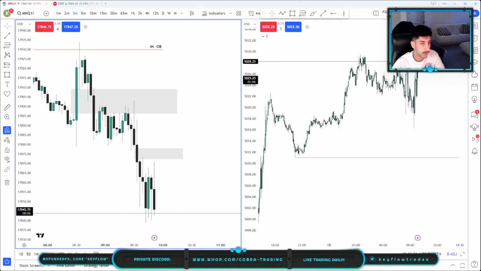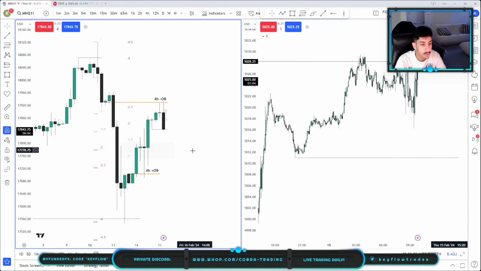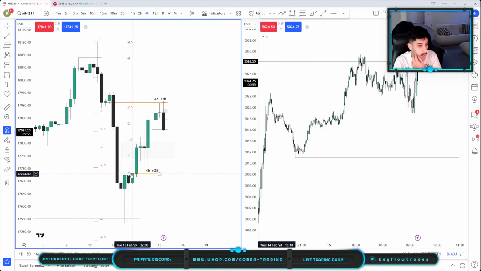What makes that a low probability order block? It's a low probability order block here because there's a very, very small body with a very large wick. Your high probability order blocks look like this, where you have a large body and small wicks.